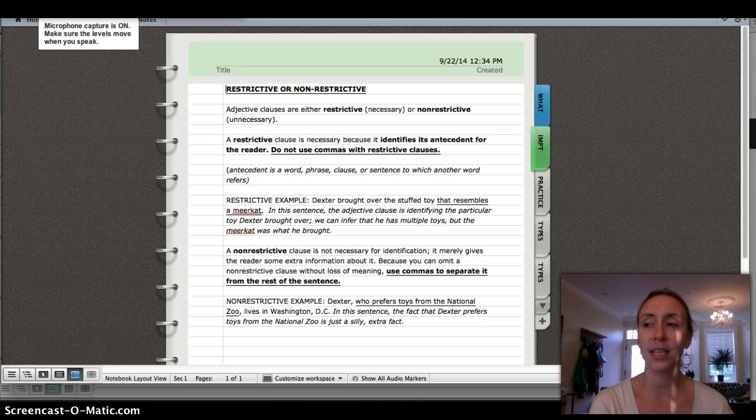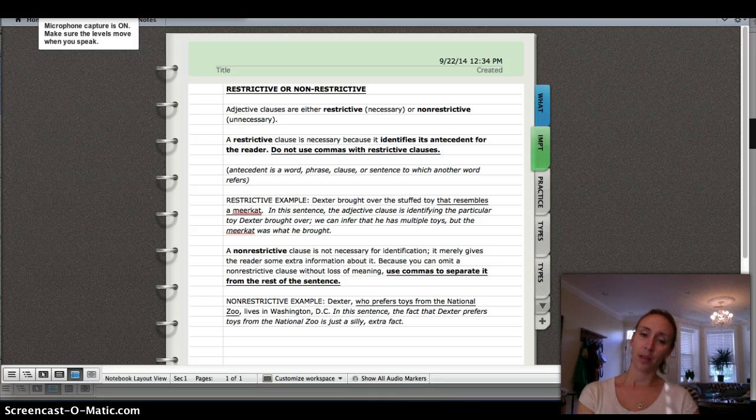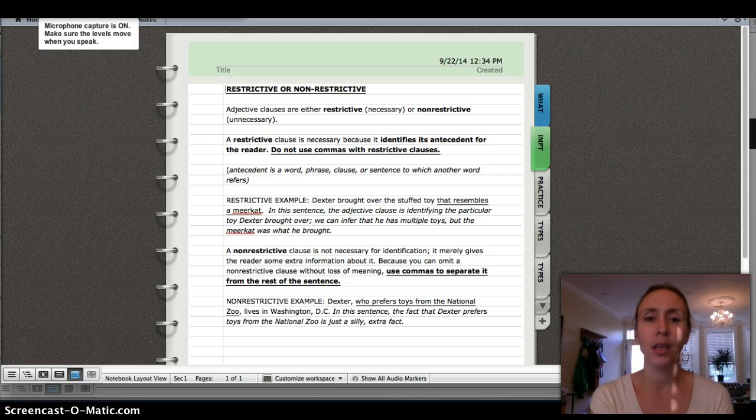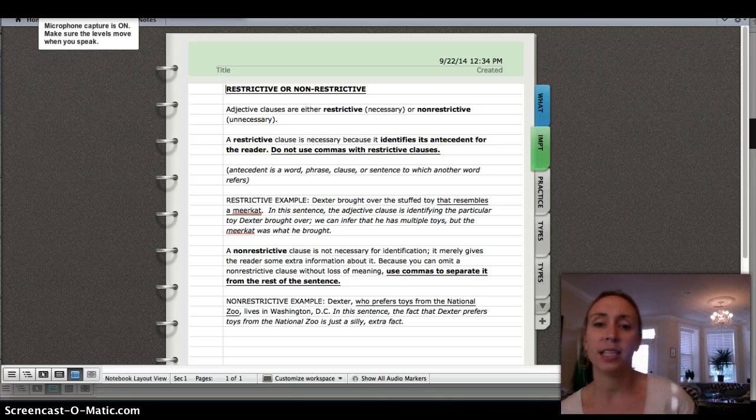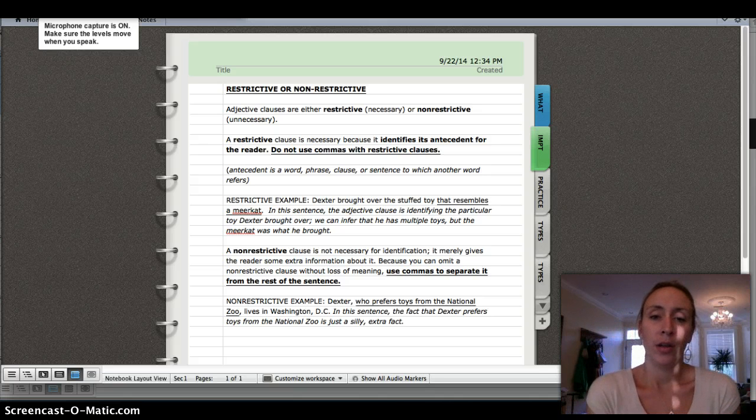All right, the slightly tricky part about them is that they can be either restrictive or non-restrictive. Necessary, restrictive, or unnecessary, non-restrictive. So a restrictive clause does not use commas. It is necessary because it identifies something about its antecedent. An antecedent is something that it refers back to, usually that precedes it. It identifies its antecedent for the reader.